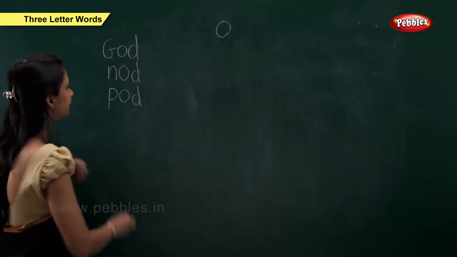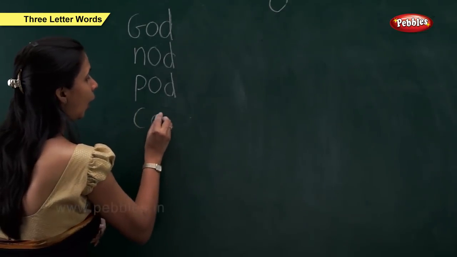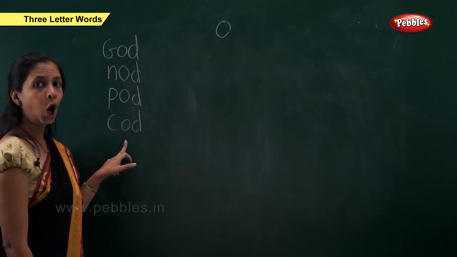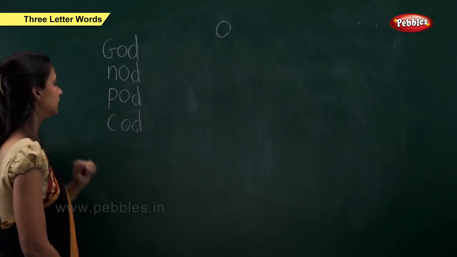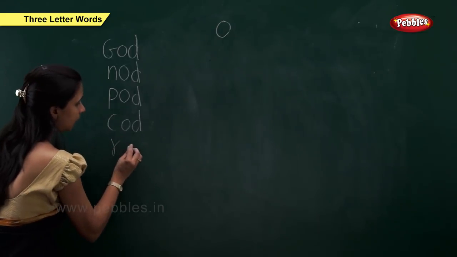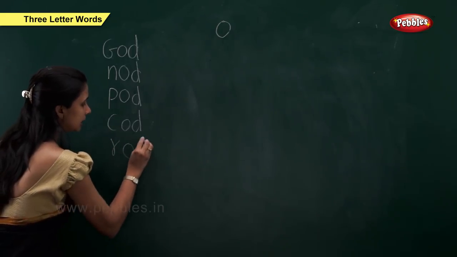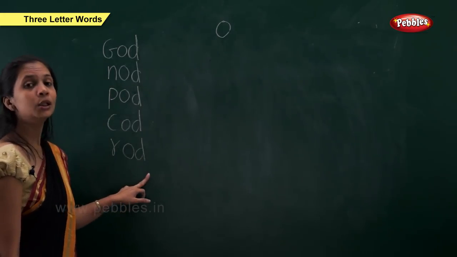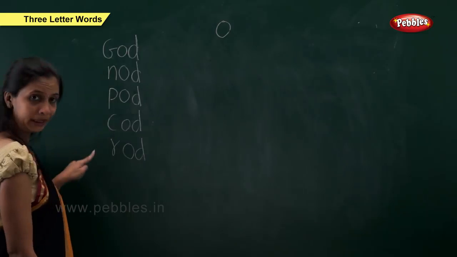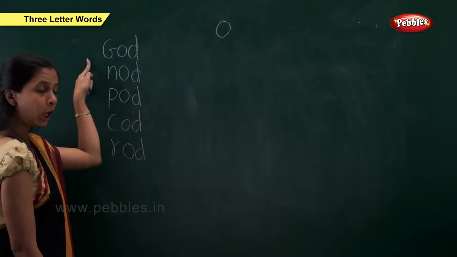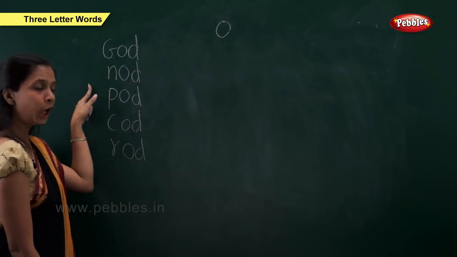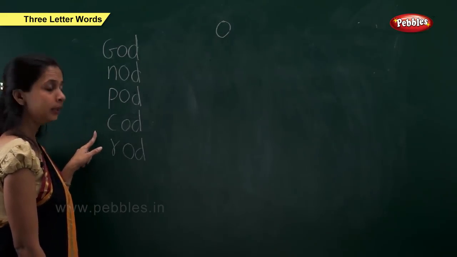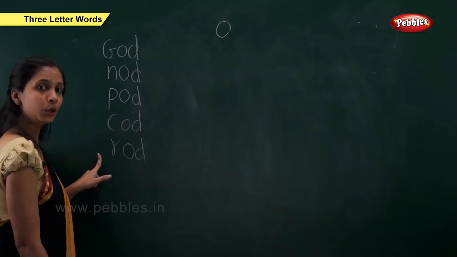The next is K-O-D, Cod. The next is R-O-D, Rod. We will repeat. G-O-D, God. N-O-D, Nod. P-O-D, Pod. K-O-D, Cod. And R-O-D, Rod.